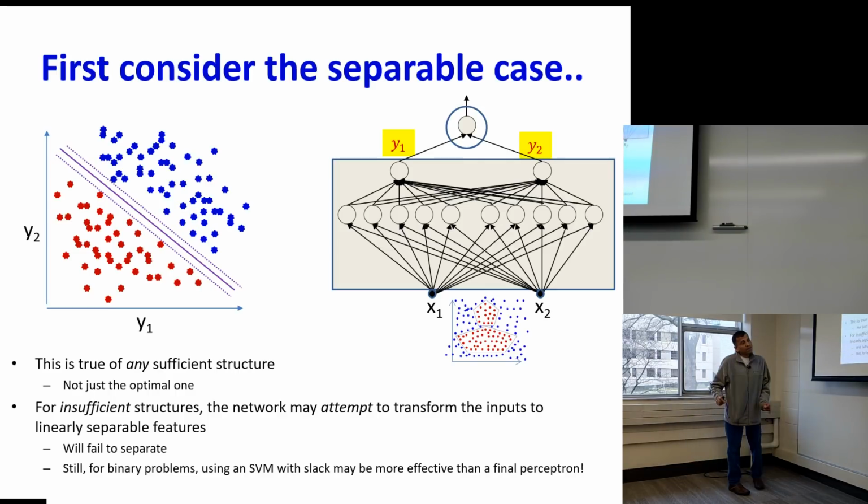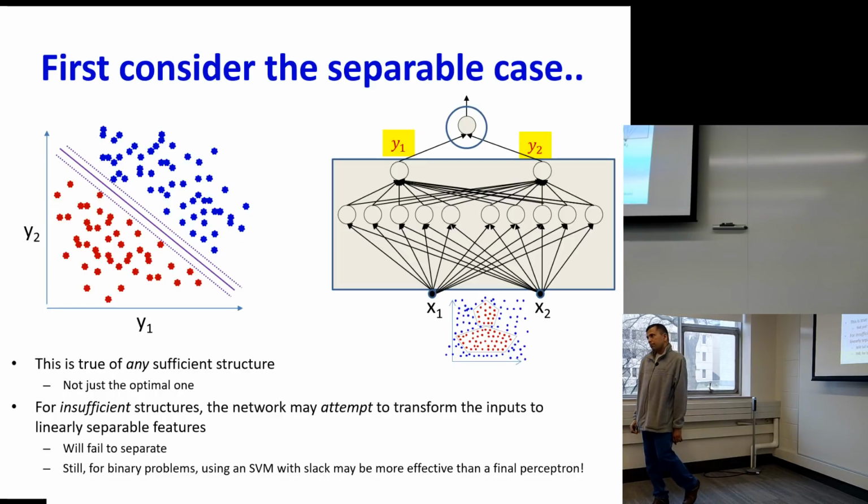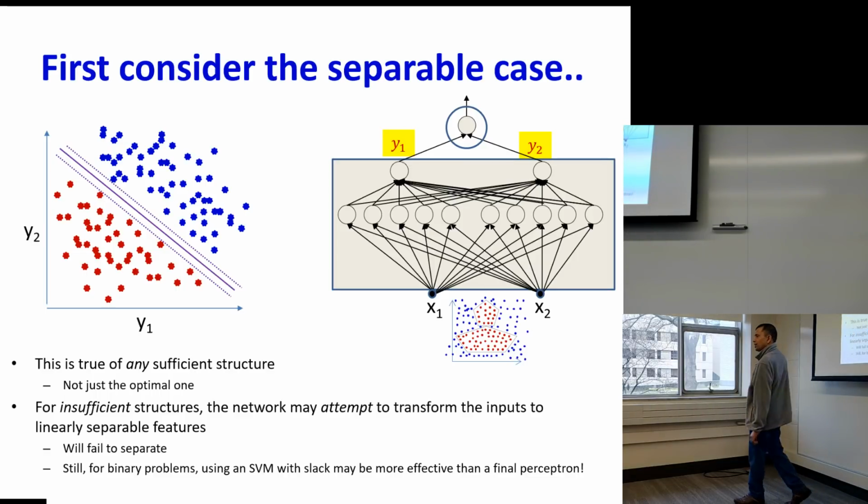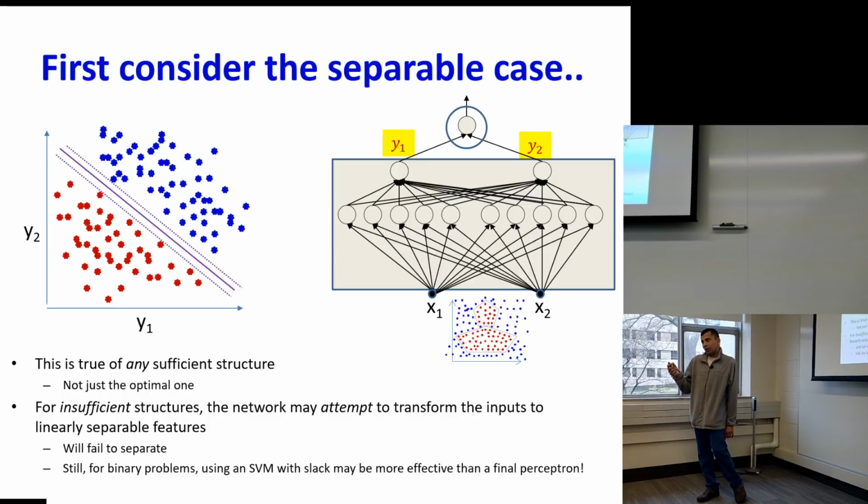Now, what if the network doesn't have sufficient capacity to model this particular decision boundary? For example, let's say I'm trying to do these double pentagons, but in the first layer I have one neuron less. That network is not going to be capable of actually drawing those double pentagons. So in that case, what would it do? It will fail to separate, but it's still going to try to come as close as possible to making those inputs linearly separable.